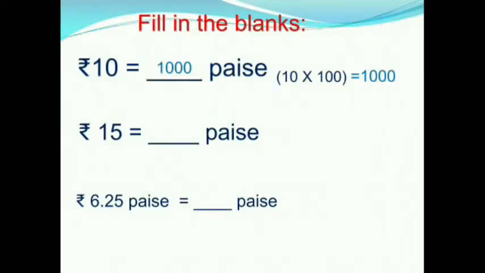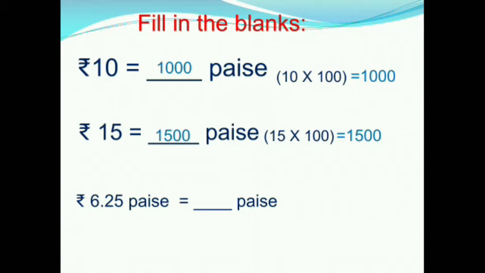Now we have 15 rupees. To convert it to paise, we should multiply 15 into 100. 15 multiplied by 100 is equal to 1500. Therefore, 15 rupees is equal to 1500 paise.